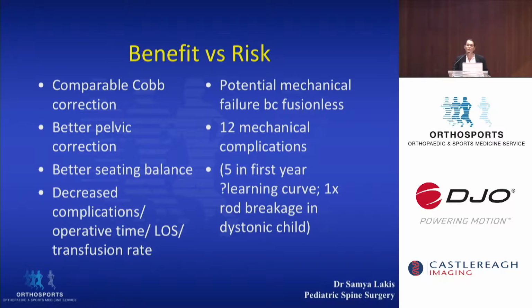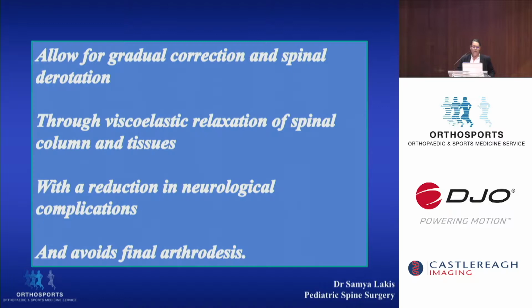It's very unusual for these patients to be obese or overweight, but anyone that is will do 4 rods up to try and prevent any problems. And also some of our patients have a dystonic type of cerebral palsy where they have abnormal movements, and for those patients we'll also use the 4-rod construct. So it allows us gradual correction of the spine, spinal derotation, and a reduction in neurological complications and perioperative complications. The French believe it avoids final arthrodesis in addition.